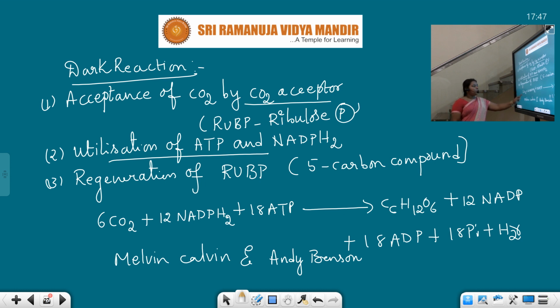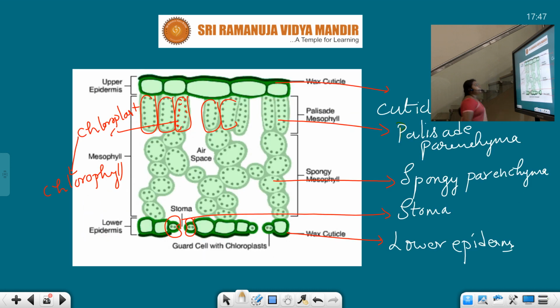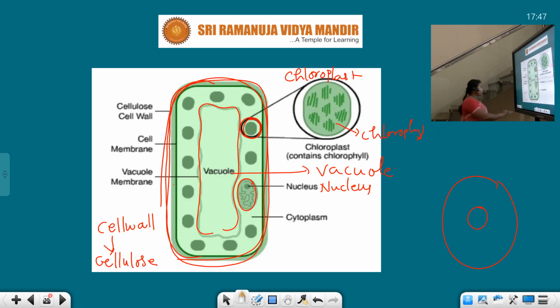So this is the total overall reaction of photosynthesis, students: 6 CO2 plus 12 NADPH2 and 18 ATP give glucose, 12 NADP, 18 ADP, and 18 phosphate, and the water molecules. This is the overall photosynthetic reaction. Next, about the chlorophyll pigment we already discussed. This is the cross-sectional view of our photosynthesis.